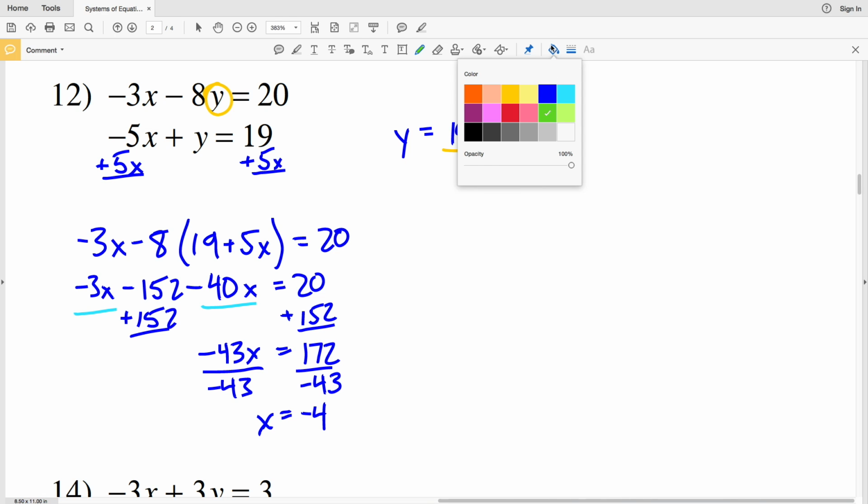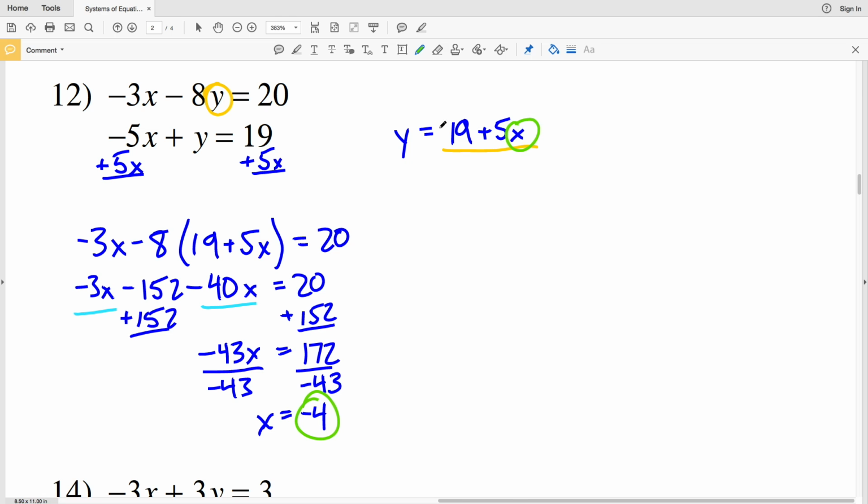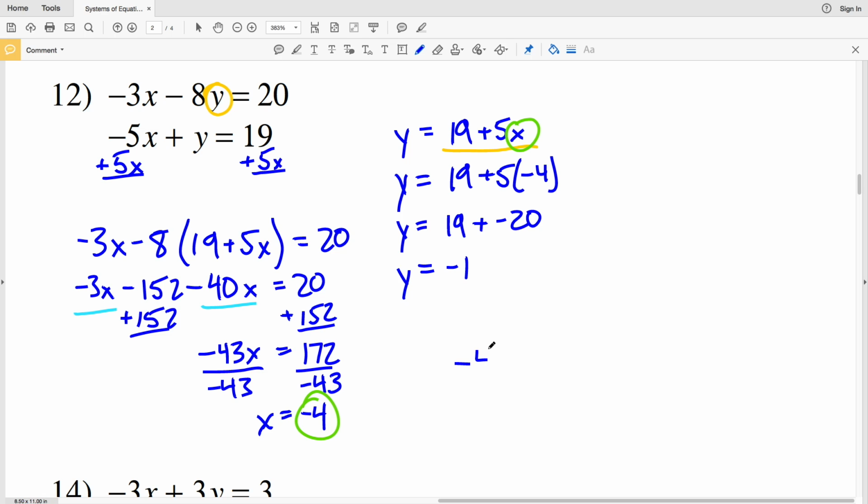So knowing that x is negative 4, I'll take that value and plug it back in to the equation that's equal to y. Now I can take that value of negative 4 and plug it into any of my equations that have an x, except then I'd still have to solve for y. Since this equation is already equal to y, all I have to do is plug in that number and solve. So y equals 19 plus 5 times negative 4, so that's y equals 19 plus a negative 20, or simply 19 minus 20, which is equal to negative 1. So x is negative 4 and y is negative 1 in number 12.